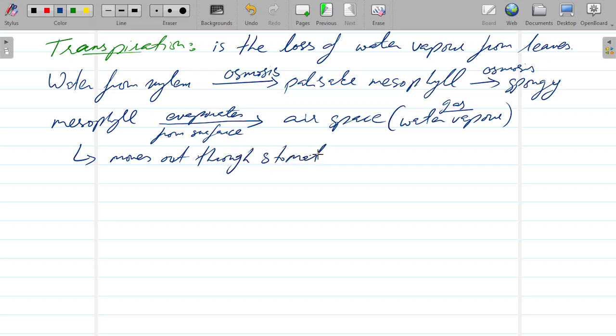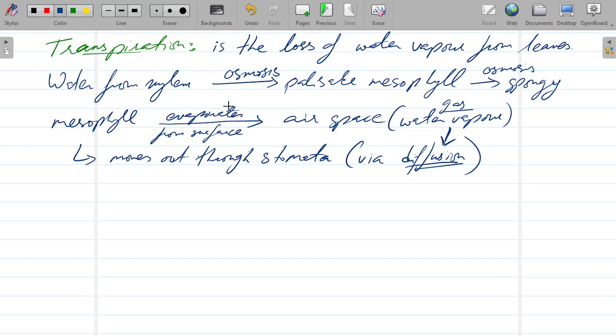Now, keep in mind, this is happening via diffusion. Water, right? Why is it diffusion? Why is it not osmosis? Because now it is water vapor. So osmosis only applies to water in its liquid form. Okay? Because water has evaporated from the spongy mesophyll cells into the air spaces, it is now water vapor. And so from the air spaces, it moves out through the stomata into the environment. Water is lost via diffusion.